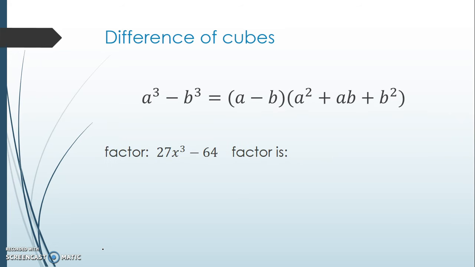Now, let's take a look at this one: 27x to the third minus 64. We take the cube root of 27, which is 3, and the cube root of 64, which is 4. So our factors come out to be 3x minus 4 times 9x squared plus 12x plus 16.